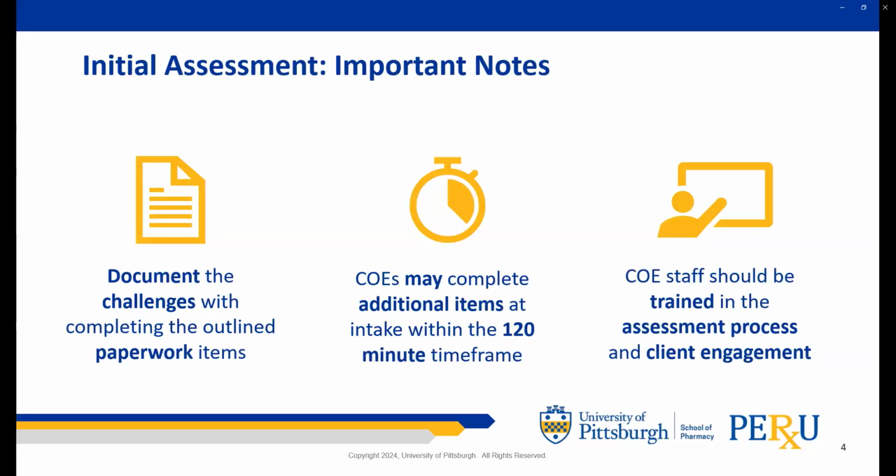A few important notes about the initial assessment section. COE should document the challenges with completing the outlined paperwork items when they are unable to meet them within the specified timeframes. There is an understanding that sometimes extenuating circumstances mean that some of the items in the initial assessment section may need to be completed within a time frame outside of what is specified. In these circumstances, it is important for the COE to document what these circumstances are and what the plan is to ensure the paperwork item is completed.